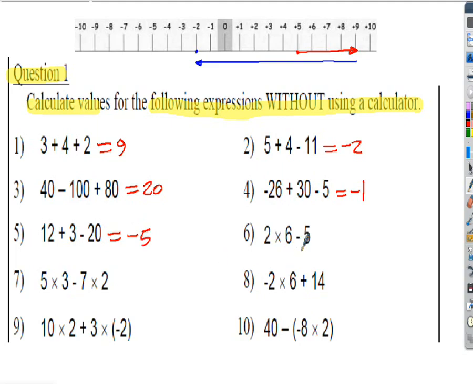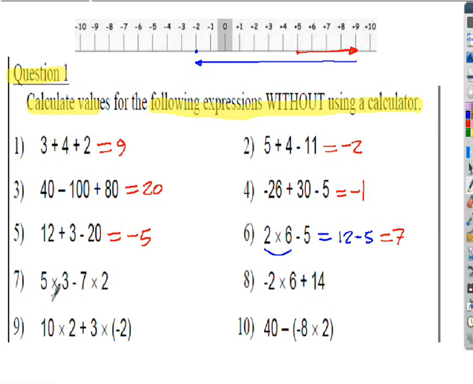Question 6, we've got to be careful of our BODMAS here. We've got a multiplication first of all and then a subtraction. So undertaking the multiplication, 2 multiplied by 6 is 12 and we're subtracting the 5. So that's equal to 7.